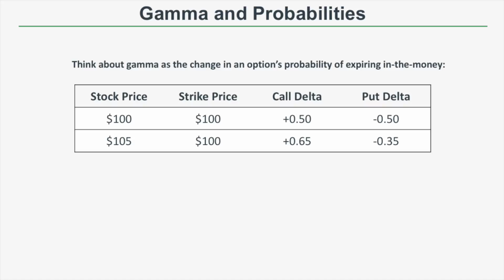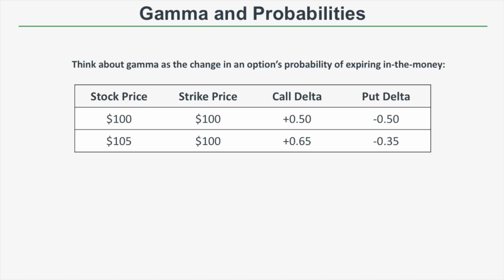Now that means that there is a lower probability that the put expires in the money and a higher probability that the call expires in the money. So more specifically, the call's delta of 0.65 means that there's a 65% chance that the call expires in the money. And the negative 0.35 delta of the put means that there's about a 35% chance that the put expires in the money. Now this should make sense because, remember, initially the stock price and the strike price were the same, and we established that there's a 50% chance that the stock price increases and a 50% chance that the stock price decreases.